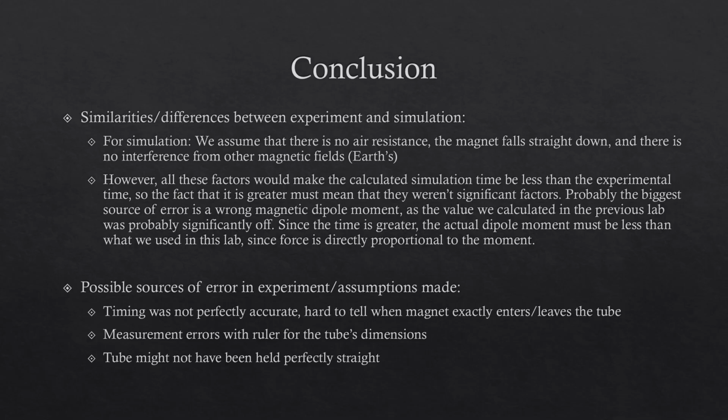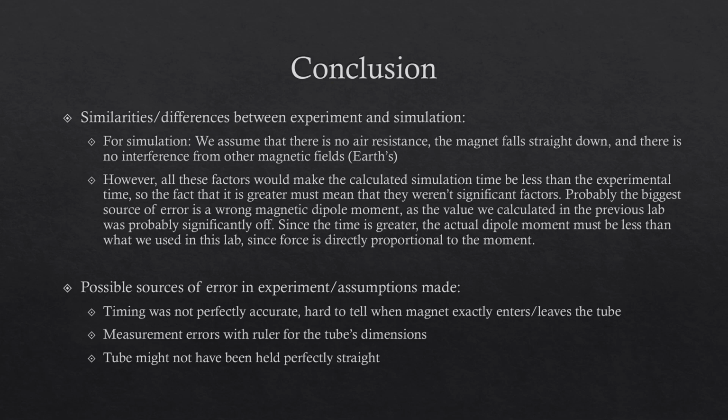Probably the biggest source of error is a wrong magnetic dipole moment, since we used the value that we calculated in the previous lab, and then that probably itself had a lot of errors in it. Since the time it took for the magnet to fall is actually greater than what was calculated, then the actual dipole moment must be less than what we used in this lab, since force is directly proportional to the moment.